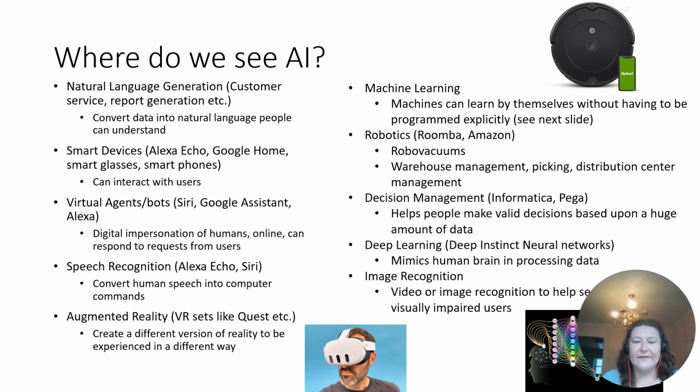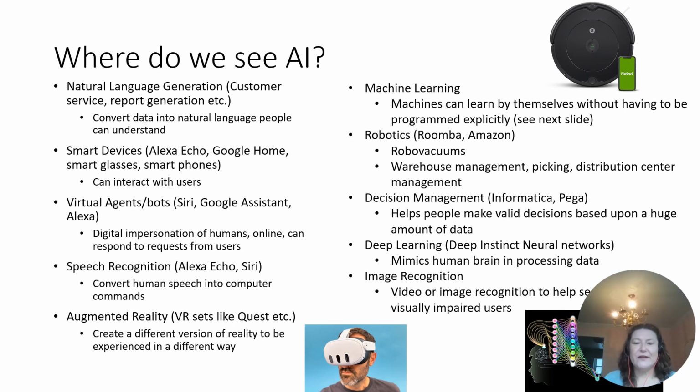Deep learning, this is where you have neural networks that mimic the human brain in processing data, and they learn new pathways just like your brain has new neural pathways through it, very similar to the way the human brain works.